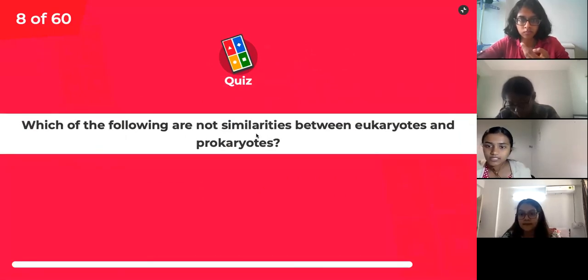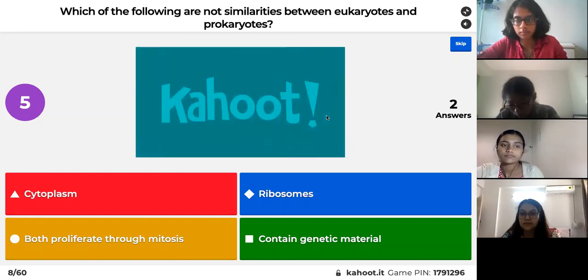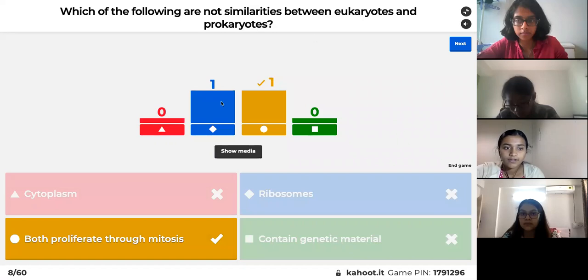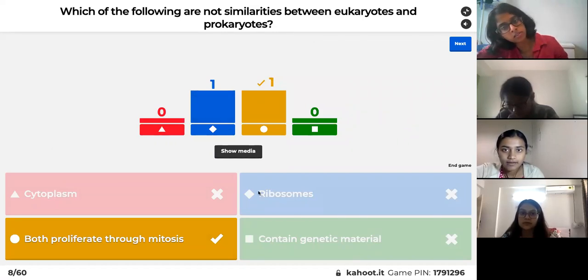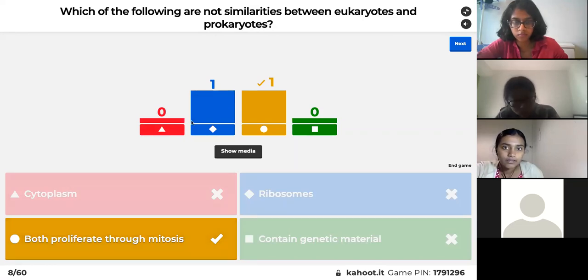Which of the following are not similarities between eukaryotes and prokaryotes? Yep, so both eukaryotes and prokaryotes have cytoplasm. They both have ribosomes, because remember, ribosomes aren't a membrane enclosed organelle. They both contain genetic material as well, except in the eukaryote, it's contained in the nucleus. And eukaryotes do proliferate with mitosis and meiosis, whereas prokaryotes use binary fission. So that's not the similarity.